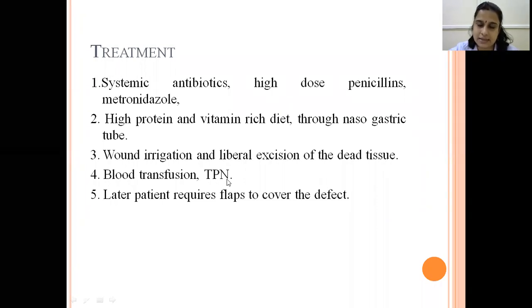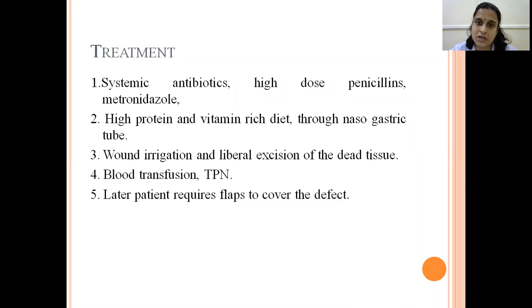Once you have stabilized the general condition of the patient, then you can go for coverage of the defect. I told you, you can halt the disease, but you can never reverse the condition. So once it has been destroyed, you will have to do a repair surgery, a maxillofacial surgery or a plastic surgery to repair the defect.